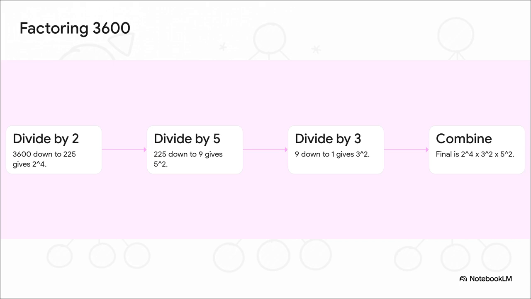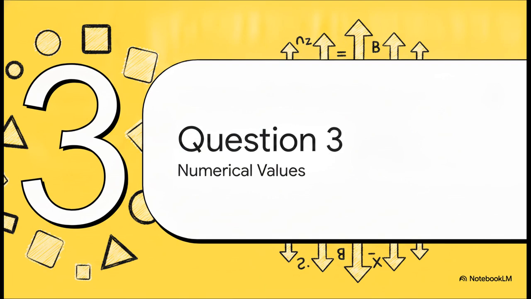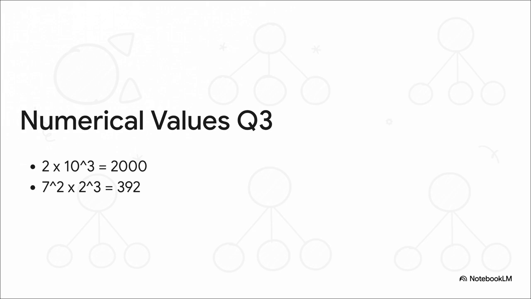Look at our final answer, 2 to the power of 4 into 3 squared into 5 squared. I absolutely applaud your focus here, tackling such a big number perfectly. All right, moving to question 3, finding numerical values. Let's look at the first 2 bits.